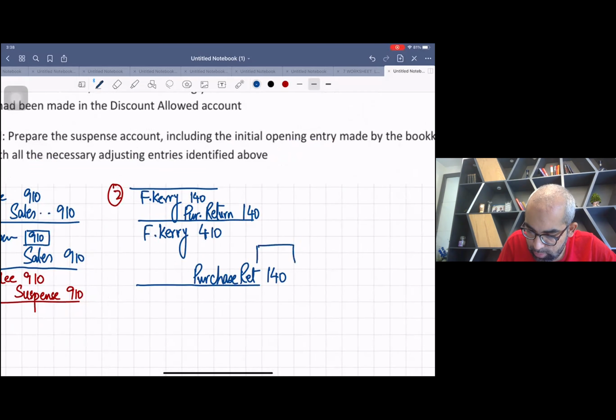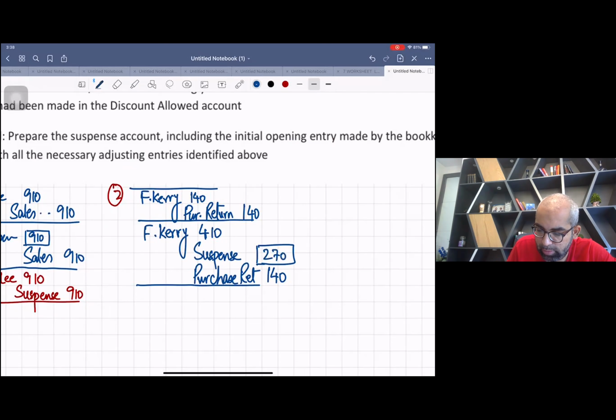So students, can you see, in the second entry, are both sides the same? No, both sides are not the same. So definitely the suspense account will come. How much is this? 270.